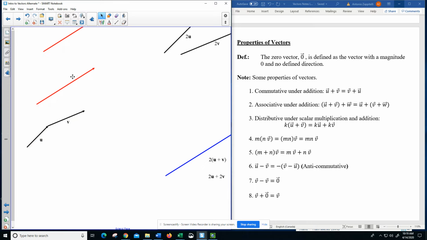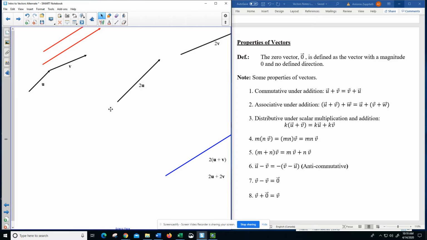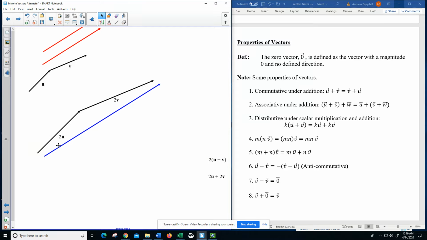Okay, so let's take instead 2u plus 2v, and look what we get, the exact same resultant as before. So whether I do 2u plus 2v, or first I add u plus v and then multiply by 2, I get the exact same resultant. So this justifies the fact that it's distributive under scalar multiplication and addition.